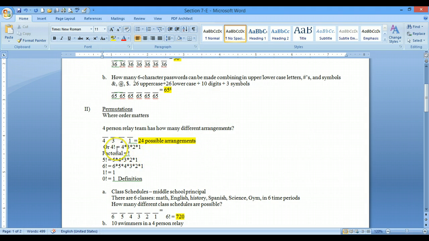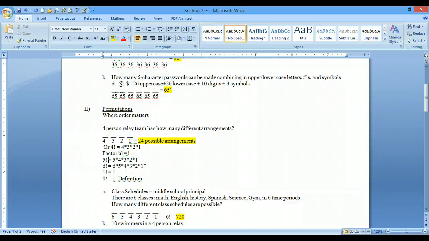Another way of looking at this is called 4 factorial. 4 factorial is 4 times 3 times 2 times 1. A factorial is represented by just an exclamation mark. Factorial means that I take the number and every number subsequently less than all the way down to 1 and multiply them. So 5 factorial is 5 times 4 times 3 times 2 times 1. 6 factorial is 6 times 5 times 4 times 3 times 2 times 1, and so on.